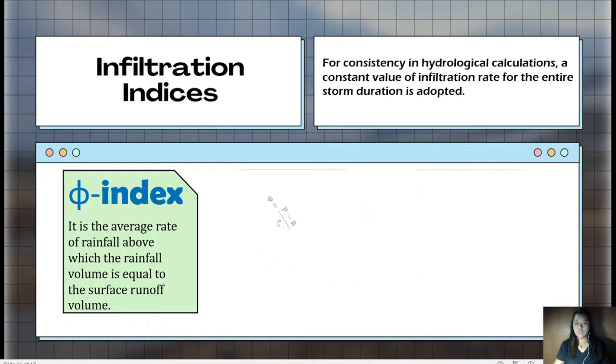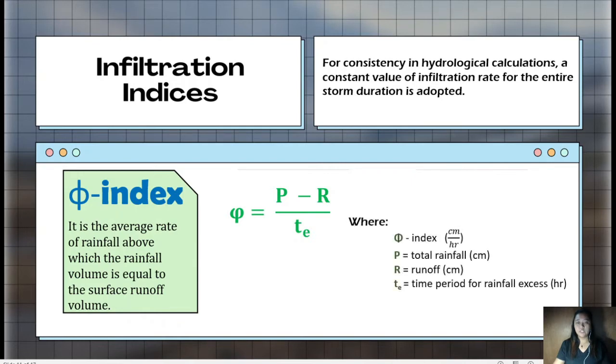So this is the formula for the phi index, which is P minus R over T, where P is the total rainfall, which is in centimeter, R is the runoff, also in centimeter, and T is the time period for rainfall excess, which is in hours, and the phi index is in centimeter per hour.